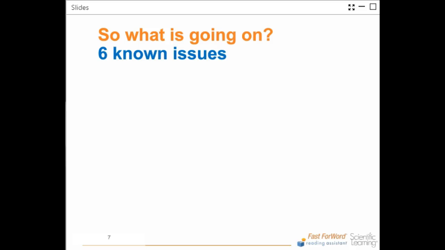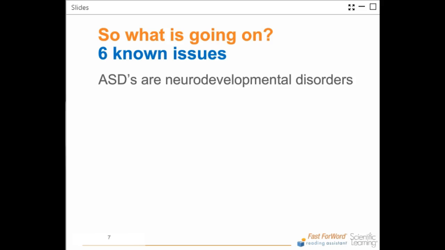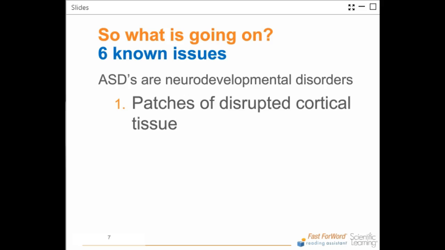What is going on? We know that there are six known factors that underlie autism spectrum disorders. They are neurodevelopmental disorders, meaning that the brain of children who have been diagnosed with autism spectrum disorders, we now understand, is maturing differently, and that's what neurodevelopmental means. There isn't an injury, there isn't any brain damage, but the brains of these children are maturing in a different way than the brains of children who don't have a diagnosis of autism spectrum disorder.